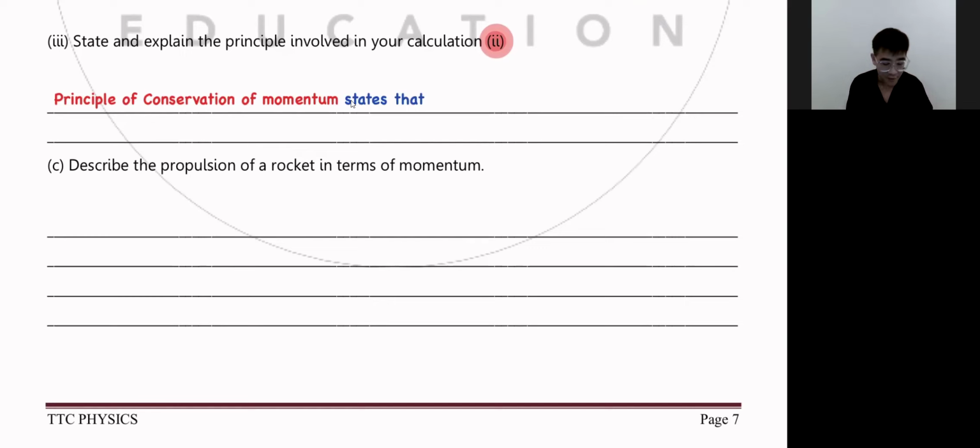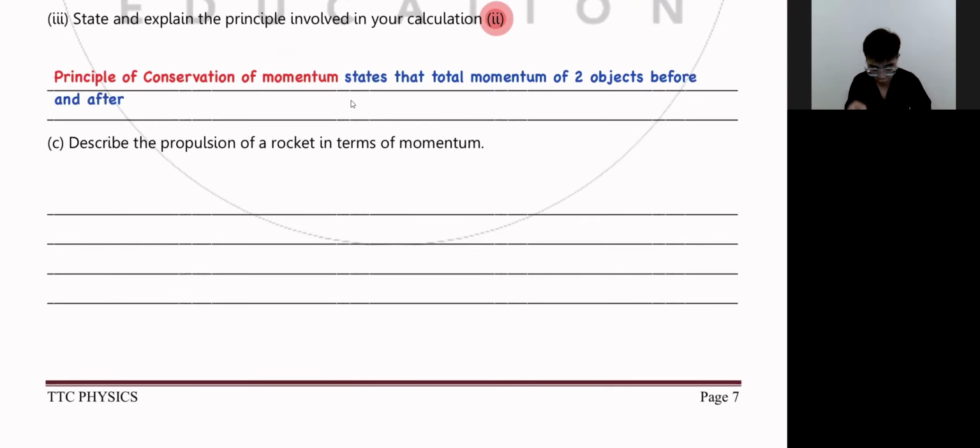It says the total momentum of two objects before and after collision. Total means, let's say object number one and object number two, before they collide you calculate their momentum and add them together. It will be equal to the momentum of object number one and object number two after they collide, added together. So the total momentum of two objects before and after collision is conserved. Conserved means equal, that means it will not change. But of course, it comes with a condition, provided there's no external force acting upon the system.